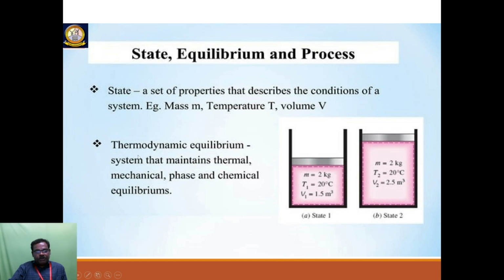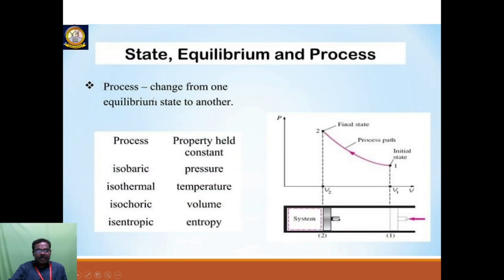Then you should know what is equilibrium. Equilibrium means thermodynamic equilibrium. The system maintains thermal, mechanical, phase and chemical equilibrium. So thermally equilibrium, mechanically equilibrium and chemically equilibrium condition is called as equilibrium. Okay. Now process.